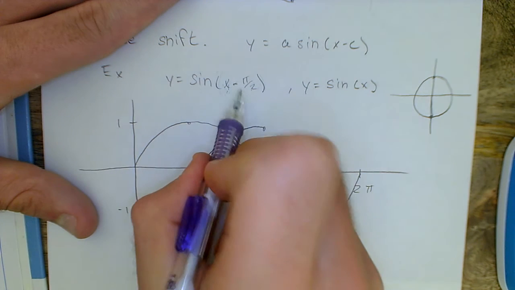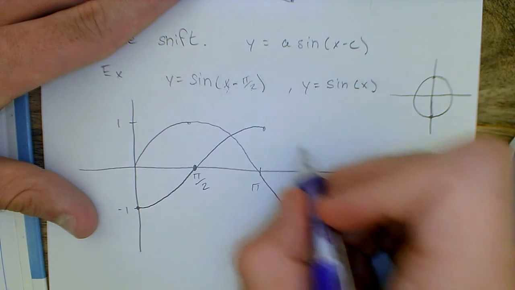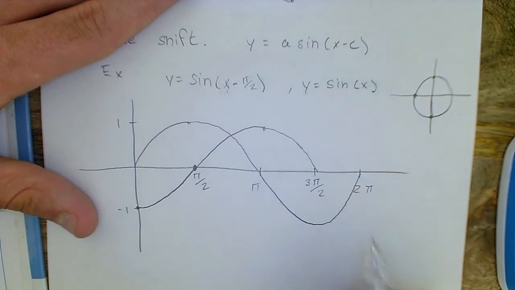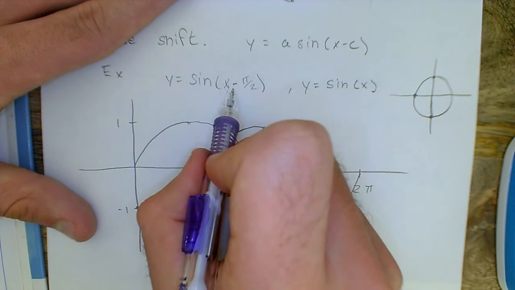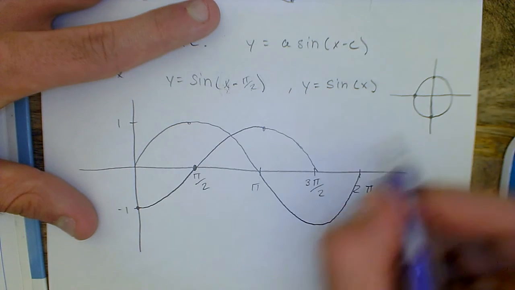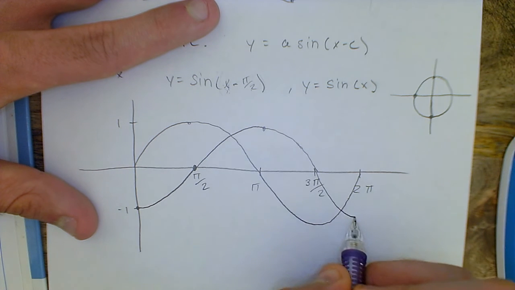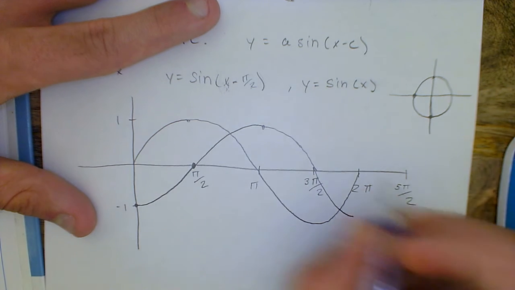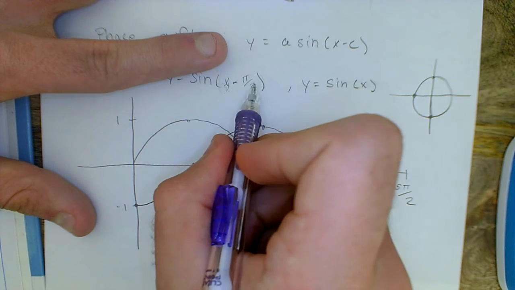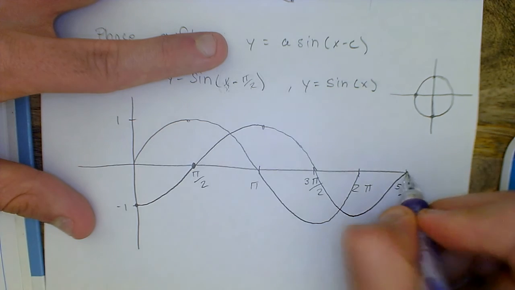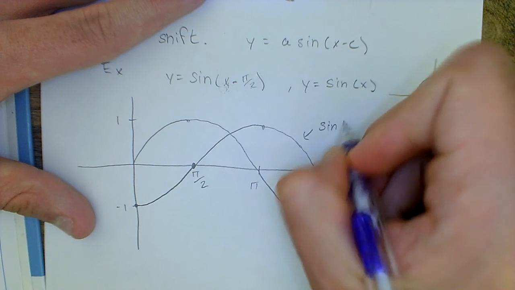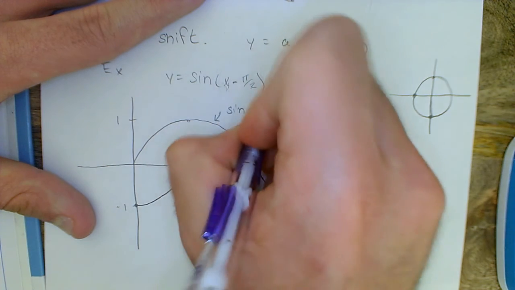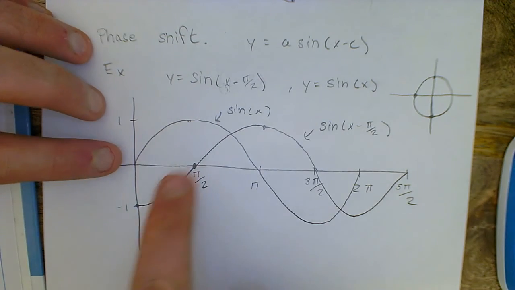And now if I plug in 3 pi over 2, 3 pi over 2 minus pi over 2 is just pi. And we know that the sine of pi, the y value here, is 0, so it goes back down to 0. If I plug in 2 pi, 2 pi minus pi over 2 is 3 pi over 2, and we know that that gives you back a -1. And then if I go up to 5 pi over 2, 5 pi over 2 minus pi over 2 is 2 pi, so it goes back up to 0. So this one is the sine of x minus pi over 2, and this one is the sine of x.